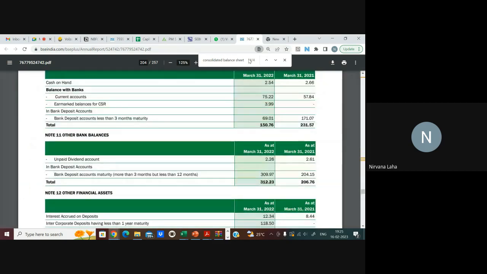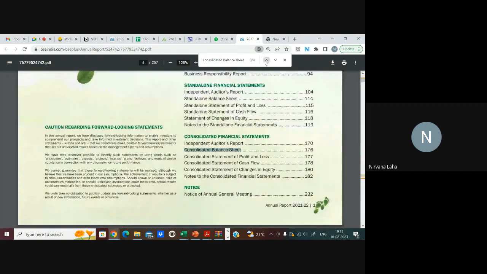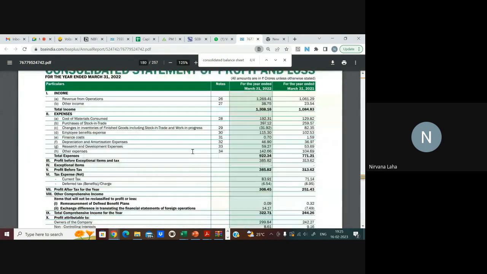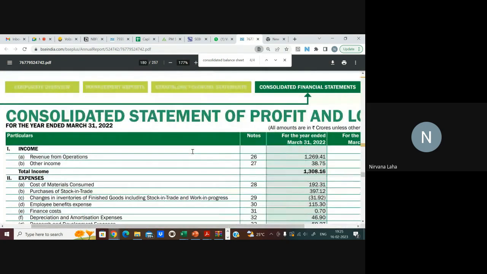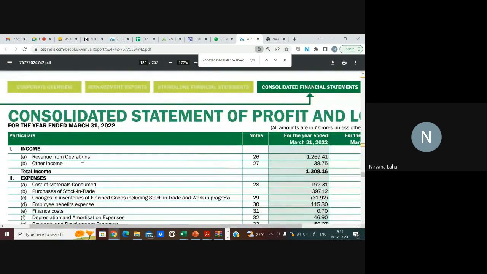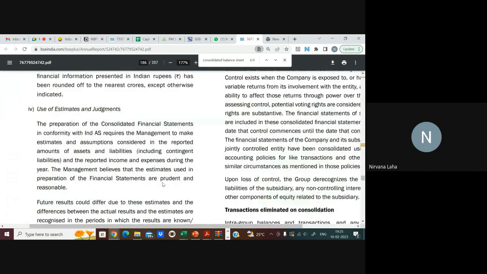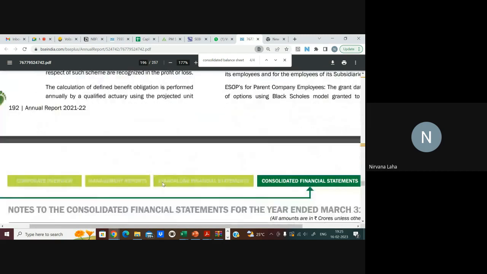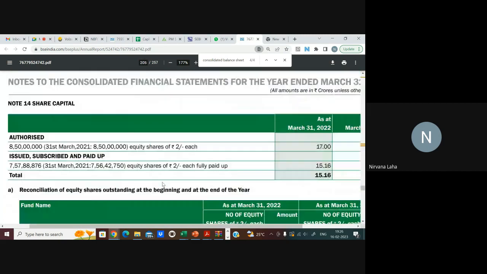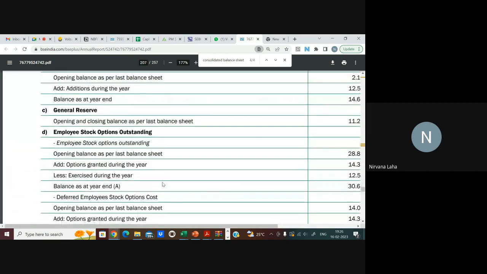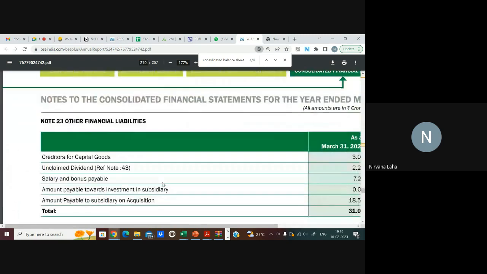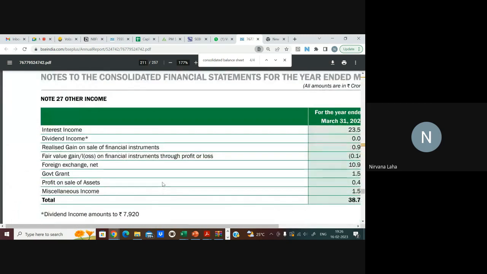Okay. Now let us go back. Now we'll go to the profit and loss statement. So in the profit and loss statement, revenue from operations is from selling pharmaceutical goods. Anything else like interest income will be reported under other income. So let's go to item number 27 and see how much interest they earned. So this is other income.